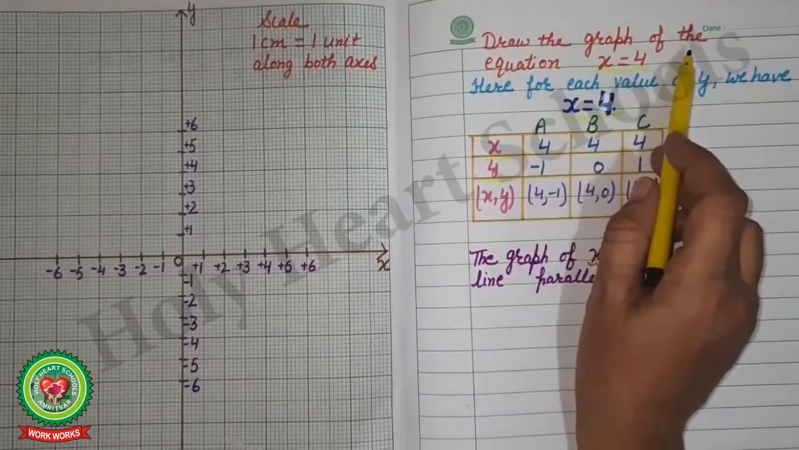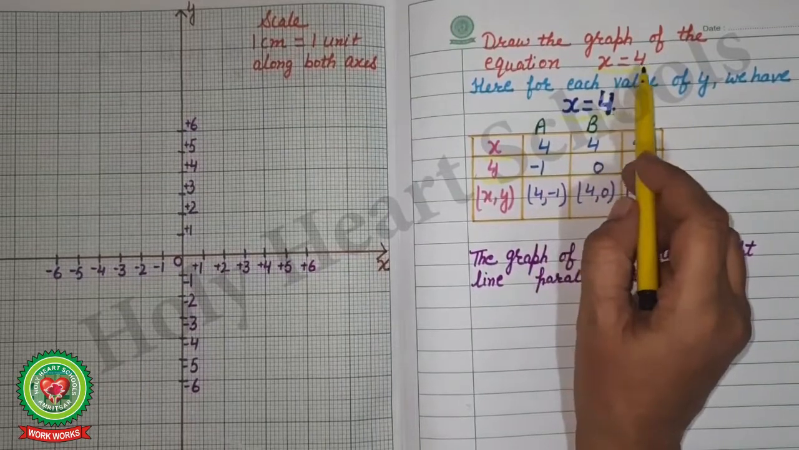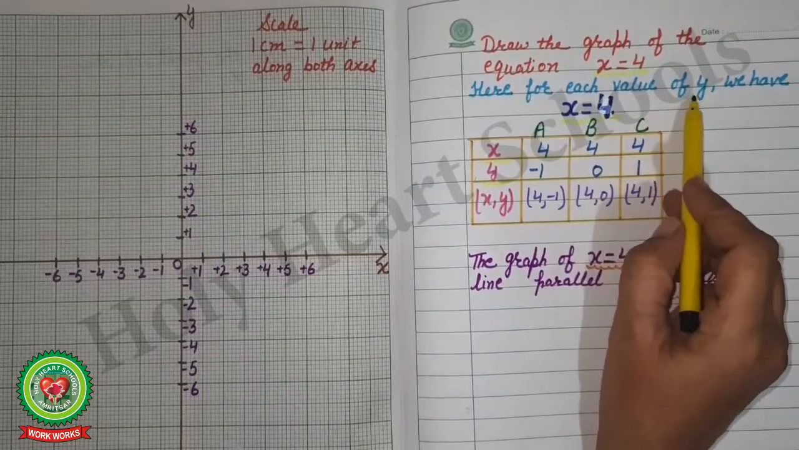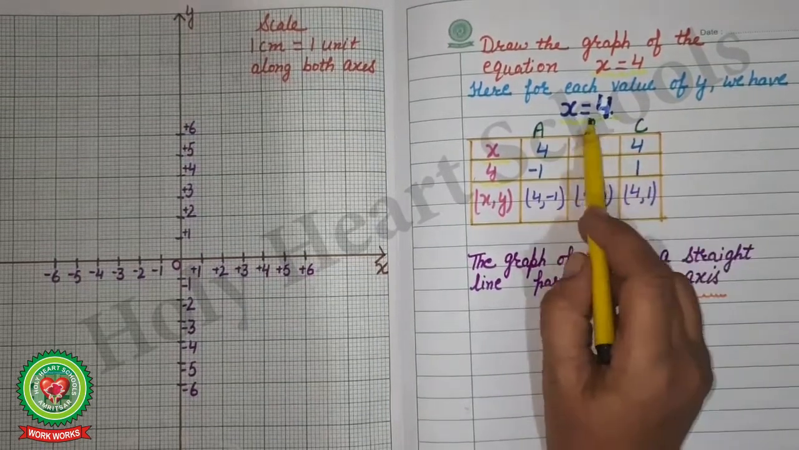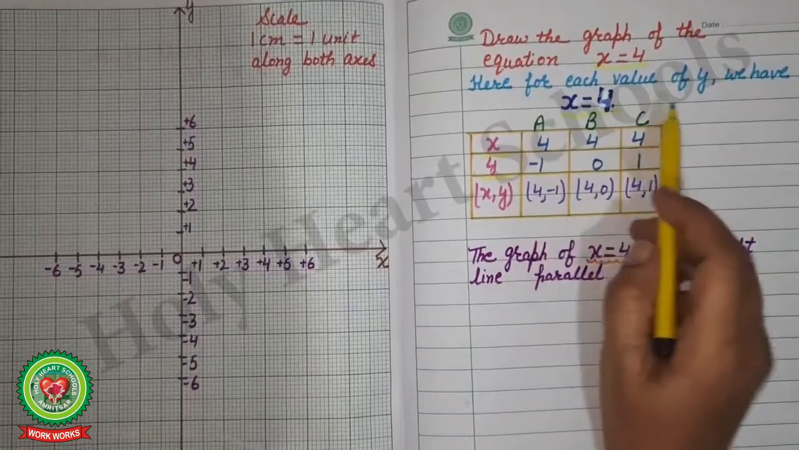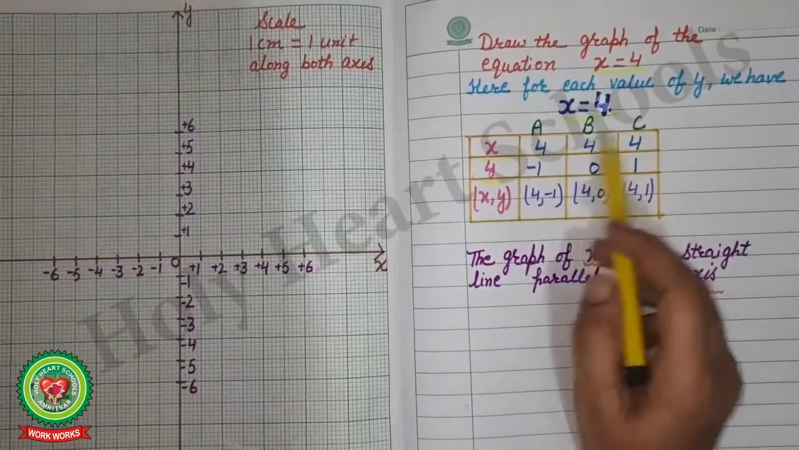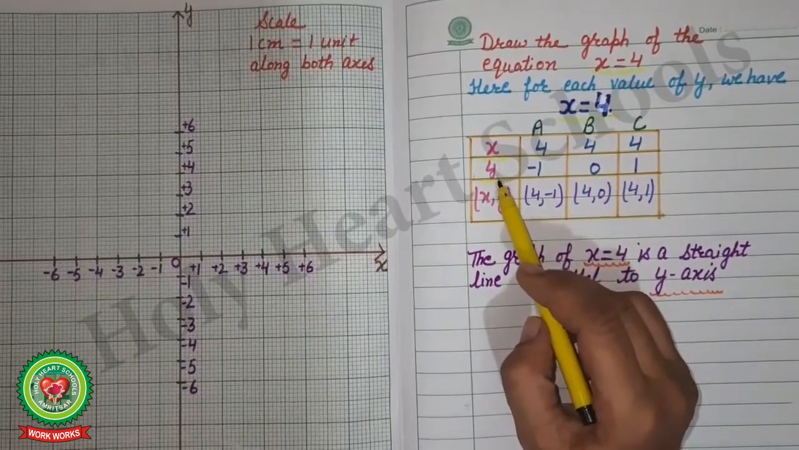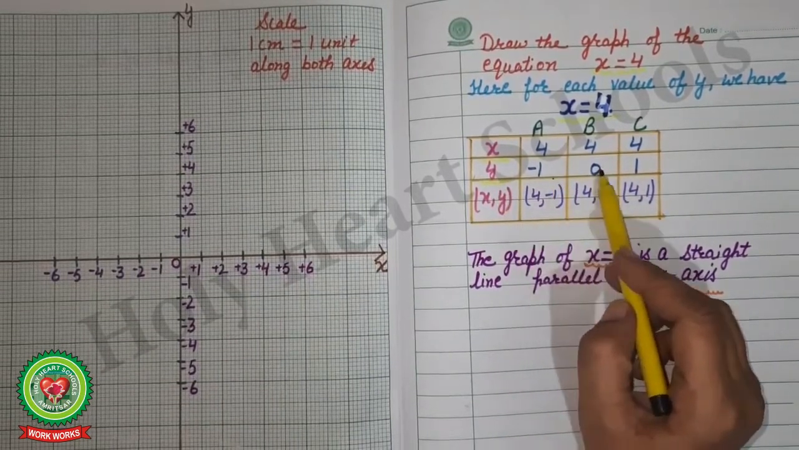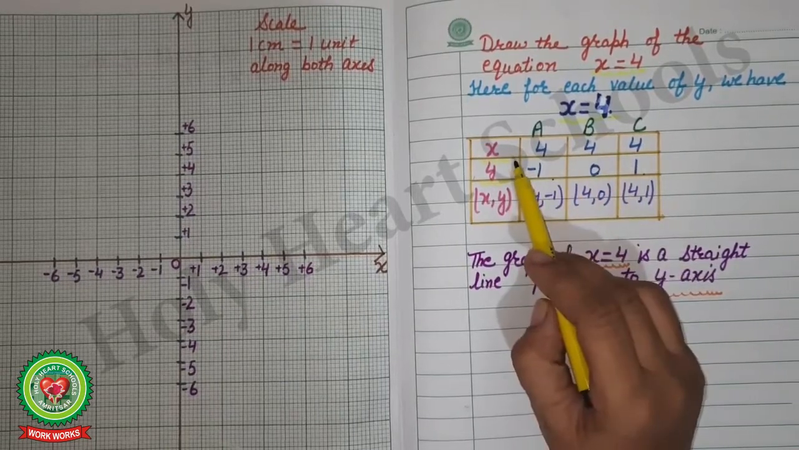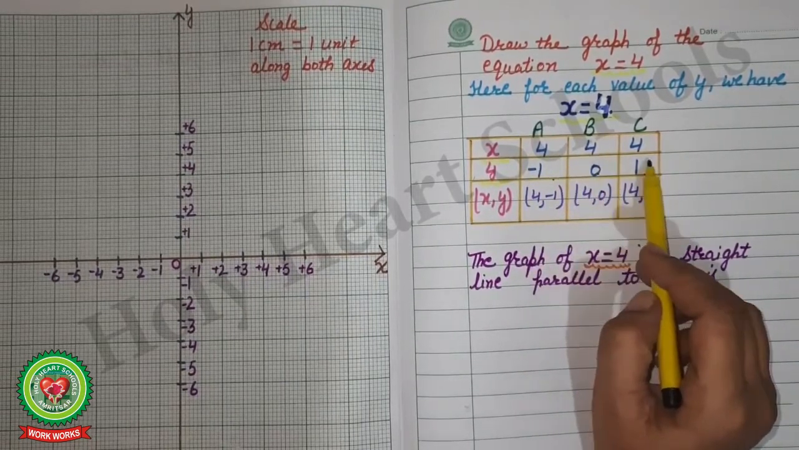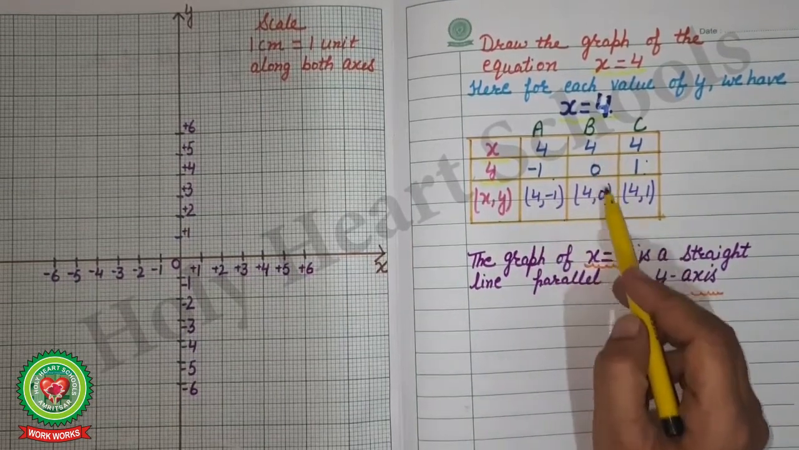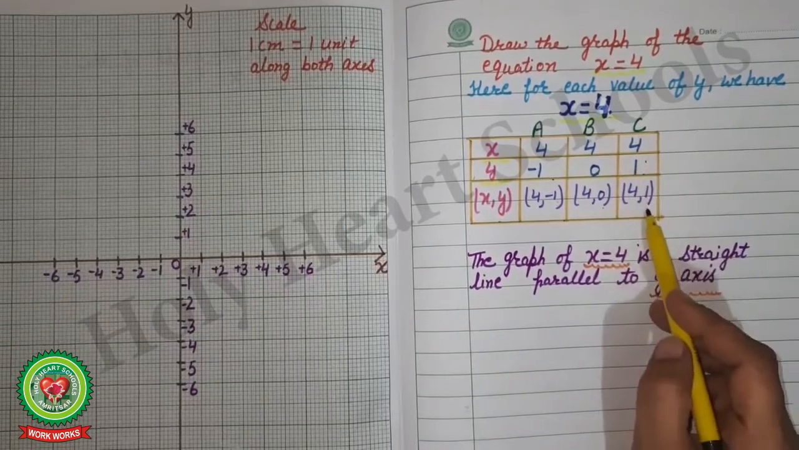Draw the graph of the equation x is equal to 4. In this type, students, for each value of y, we have x is equal to 4. Whatever value you assume for y, the value of x will remain the same. Like if we assume the value of y is -1, 0, 1, the value of x is 4, 4, 4. So the coordinates are (4, -1), (4, 0), (4, 1).